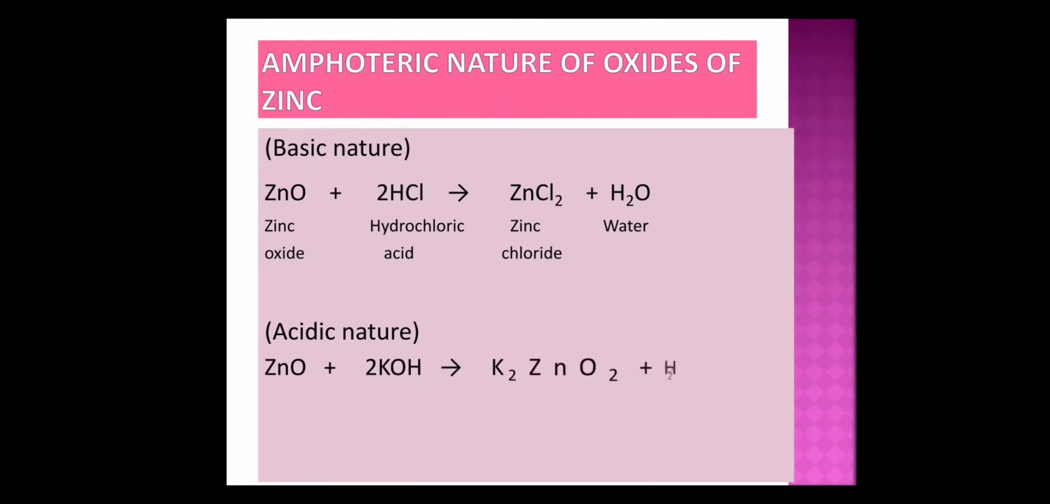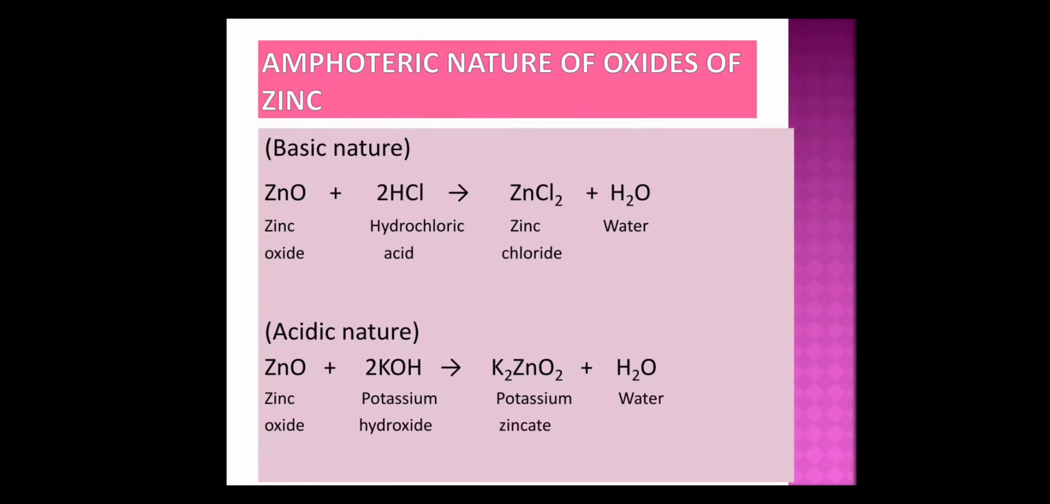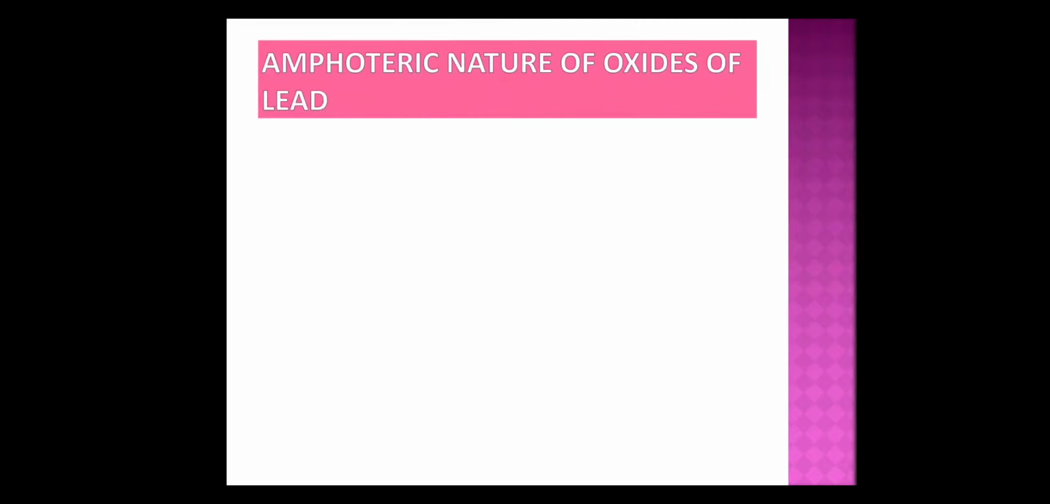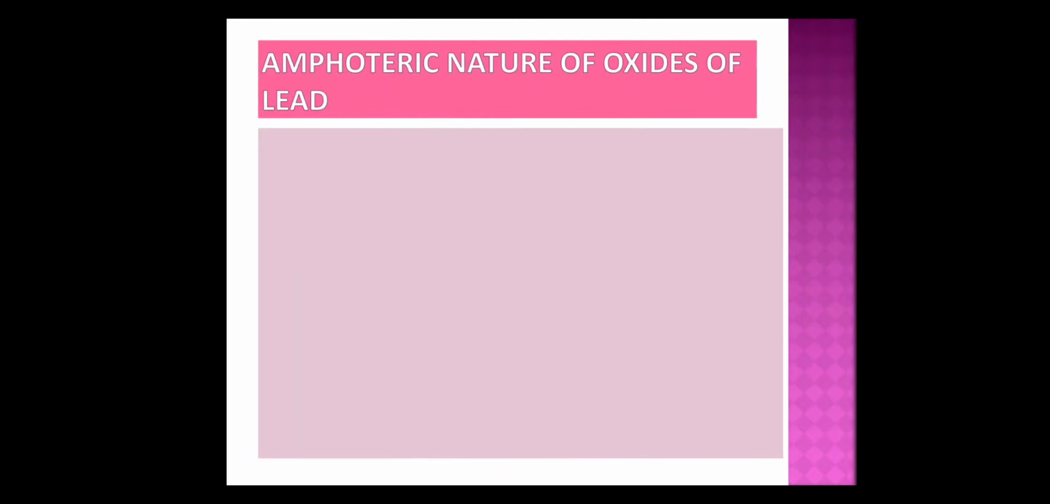Zinc oxide reacts with potassium hydroxide to give us potassium zincate and water. So in this case, it acts as an acid. Why? Because it is reacting with a base to give us salt and water. Now, since zinc oxide shows both basic as well as acidic nature, it is considered to be an amphoteric substance. Now, let's see the amphoteric nature of lead oxide.